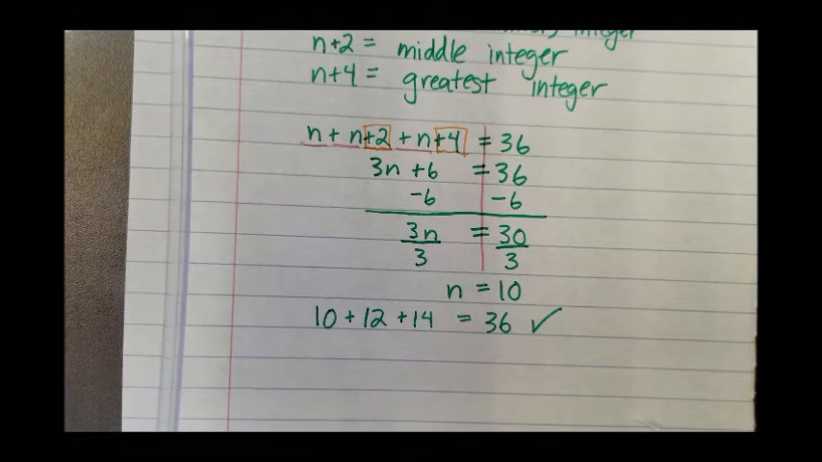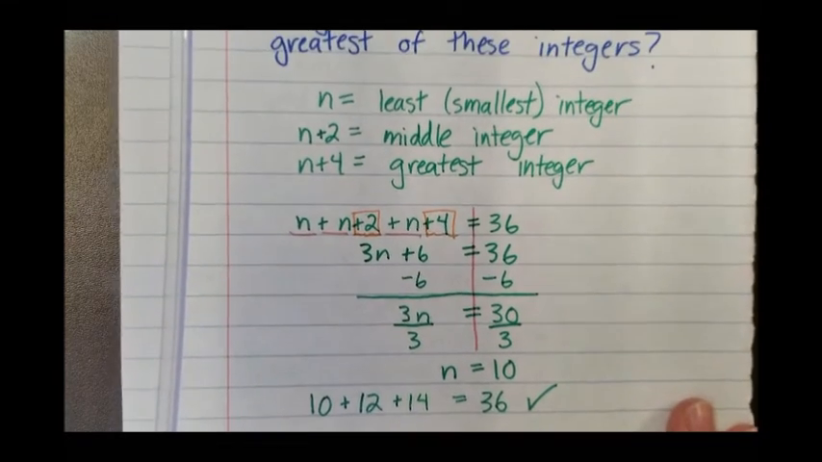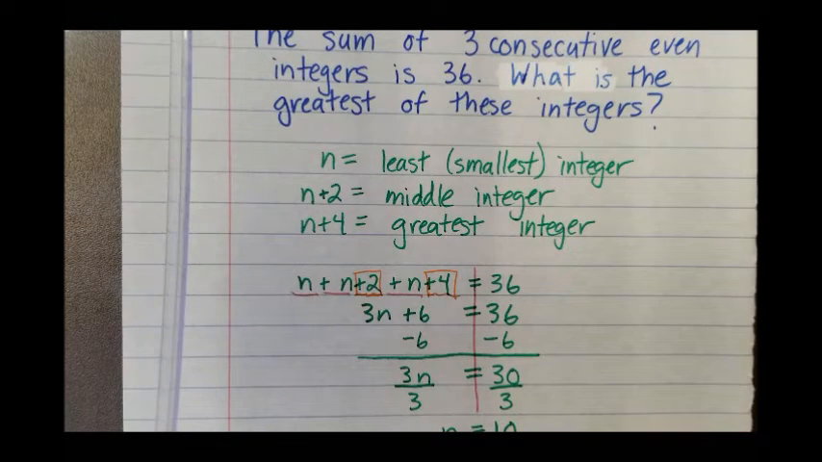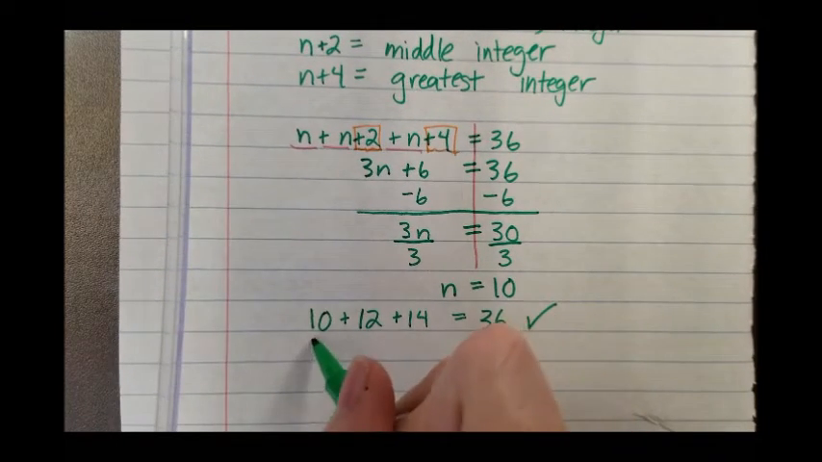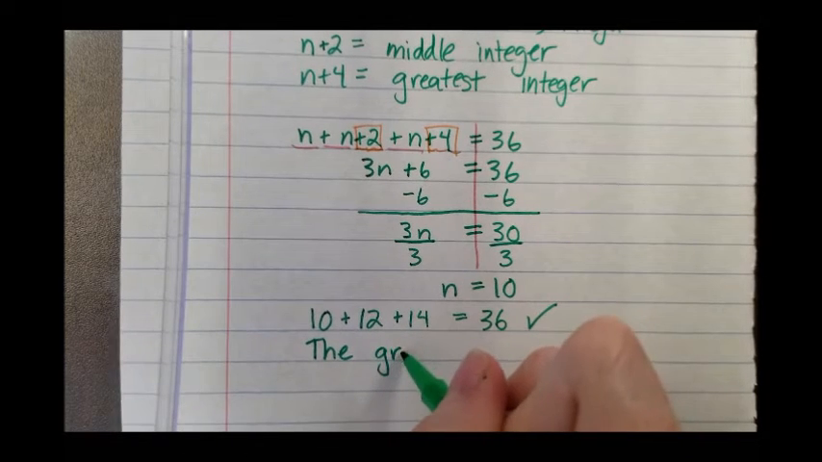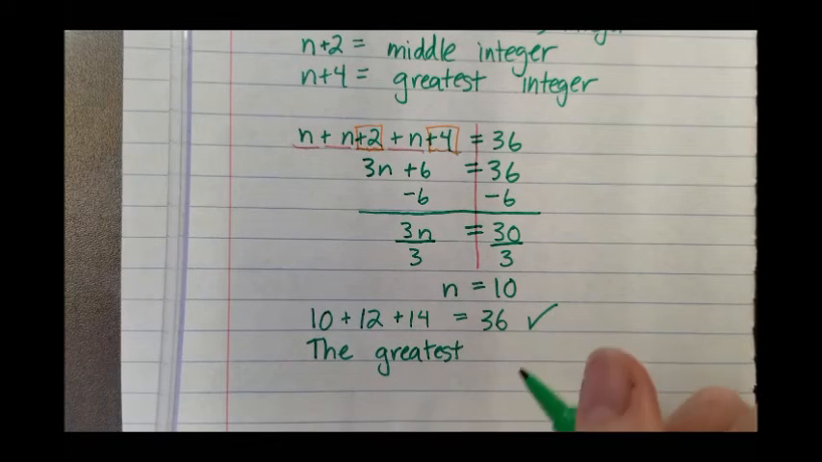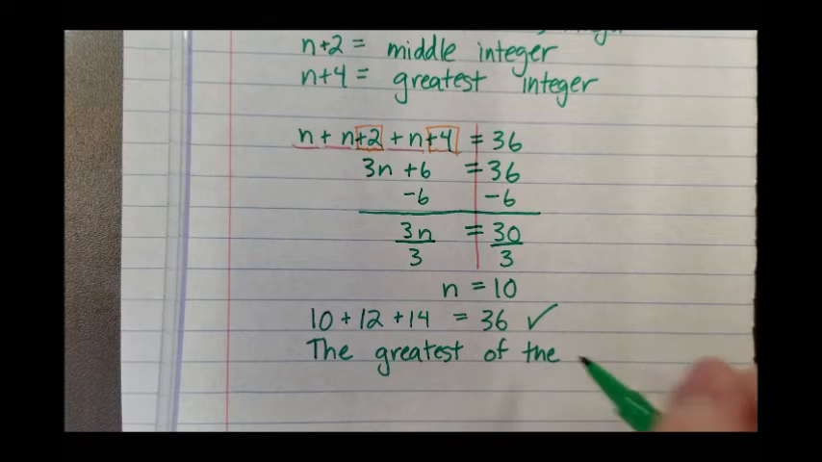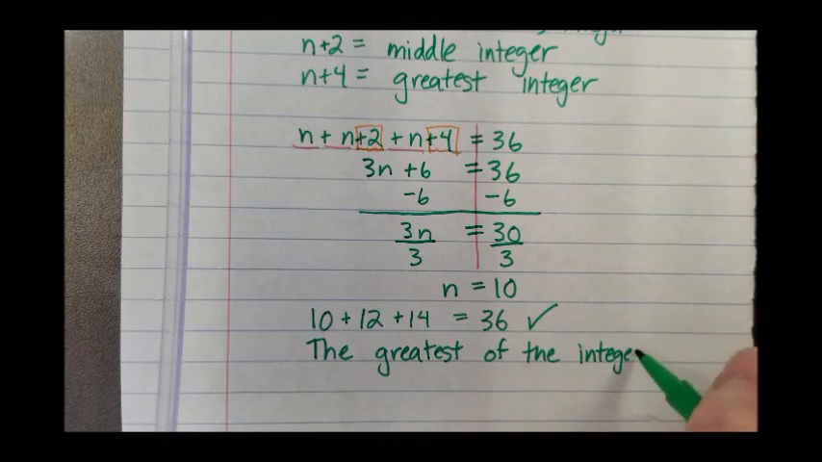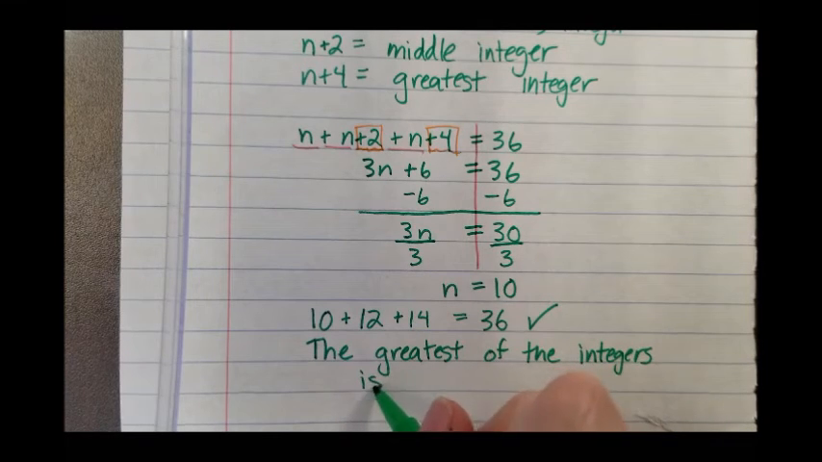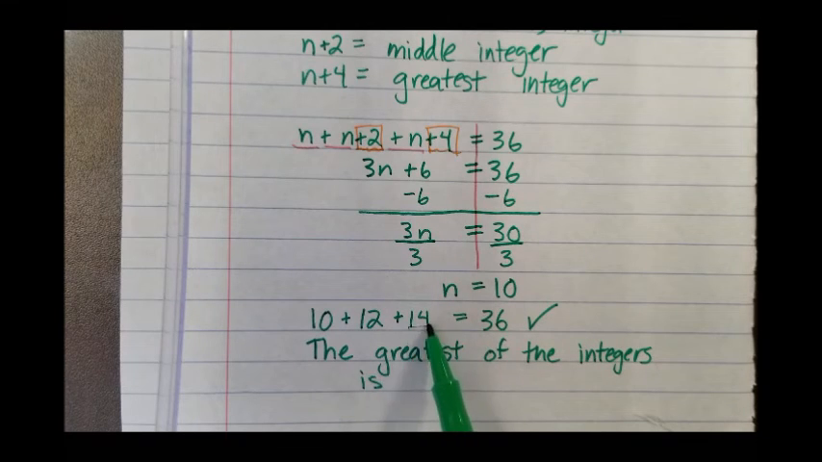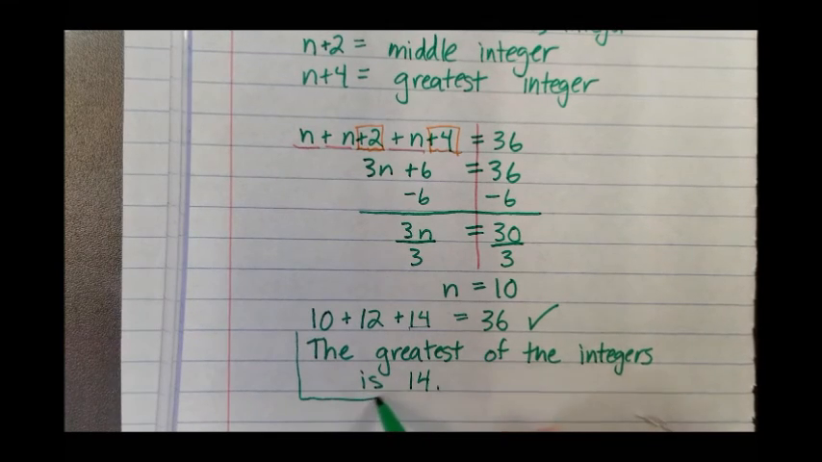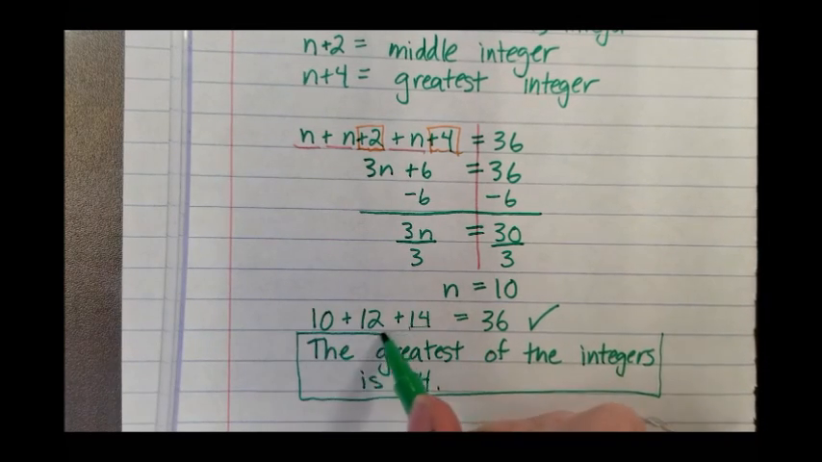And then the final step in all these problems is to answer the question that was being asked. If we look back, they want us to tell them what is the greatest of these integers. So we're going to write a nice complete sentence and say the greatest of the integers is, and we want to look and see our greatest one was n plus 4, so that was 14. That's the biggest of these. So the greatest of the integers is 14. And that would be the answer to our problem.